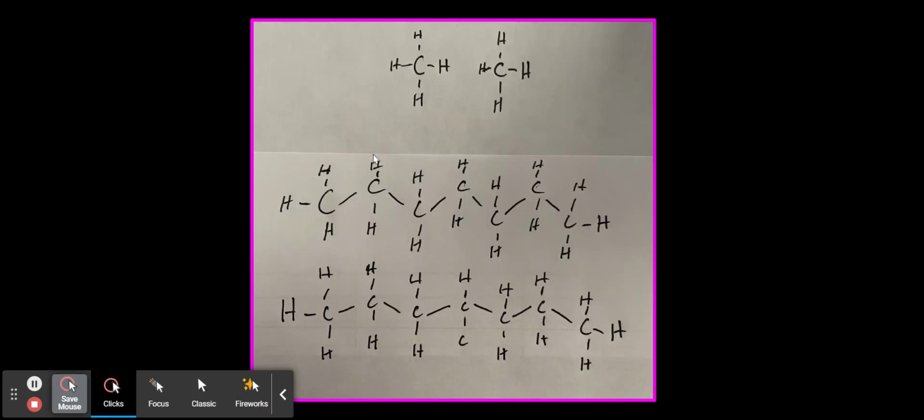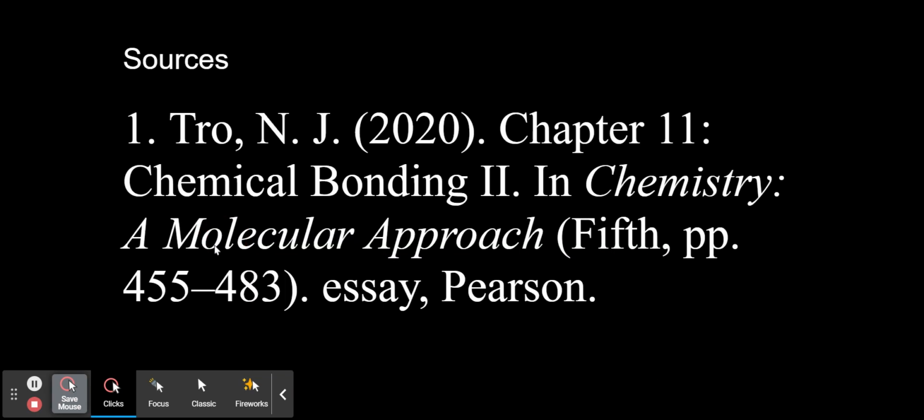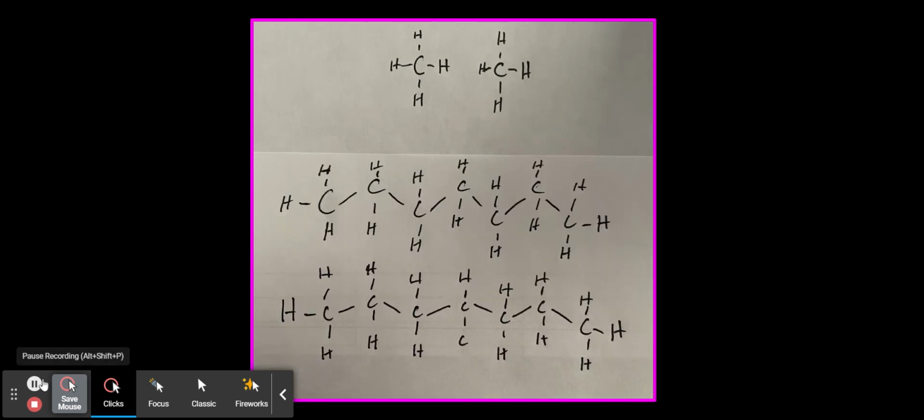All right. Now, what would have greater London dispersion forces here? Obviously this one on the bottom, because it's got a much bigger electron cloud and is much more polarizable. Here are my sources. And I want to give you one last thing for your notes.